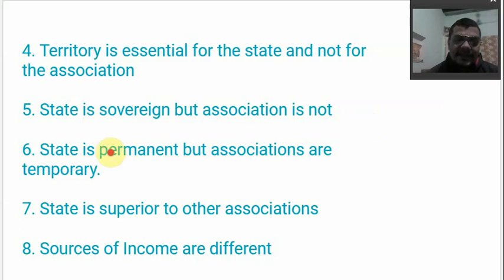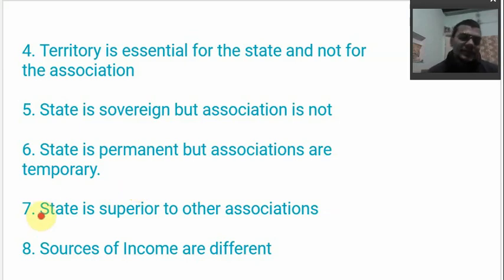Next thing is, state is permanent, but associations are temporary. There may be some sort of association that is made only for a certain kind of task, and when that task is completed, the association may be dissolved. But the state is something that keeps going on. One government comes, then the other government comes, then the next government comes, or the government repeats, but the state stays. But in the case of associations, when the aim of a certain association is completed, that association may be dissolved.